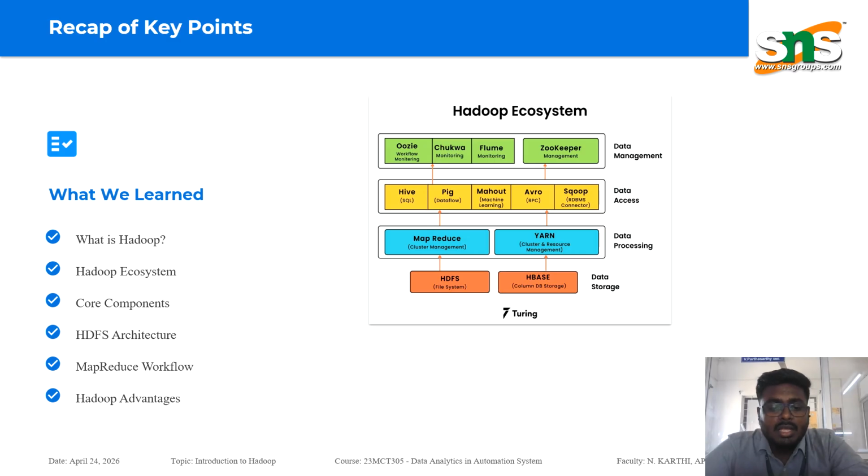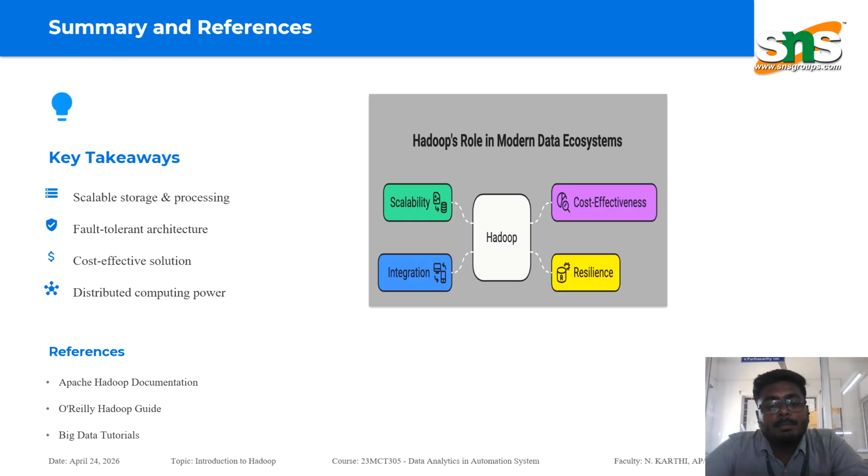So in a recap, we have discussed what Hadoop is, explored its ecosystem, and understood its core components like HDFS and MapReduce, learned about the HDFS architecture and MapReduce workflow, and finally looked at its advantages. To conclude, Hadoop is a powerful framework for handling big data. It provides scalable storage and processing, a fault tolerant architecture, and a cost effective solution using distributed computing. With the growing importance of data analytics, Hadoop plays a crucial role in modern data driven industries.